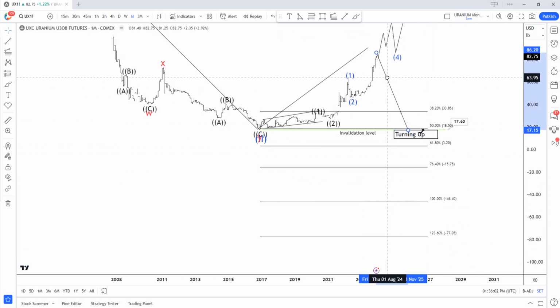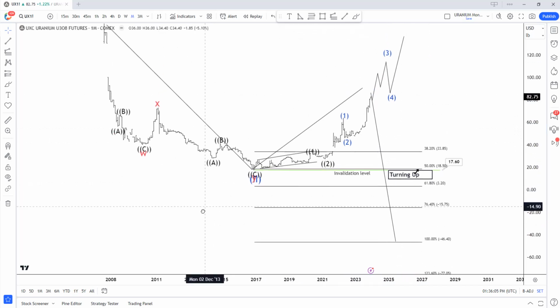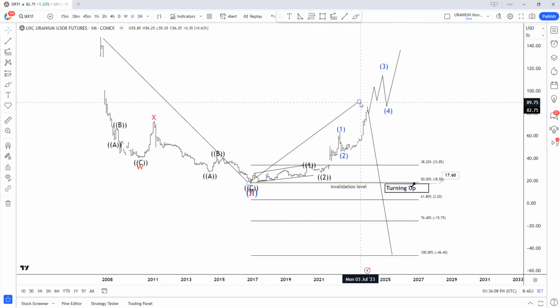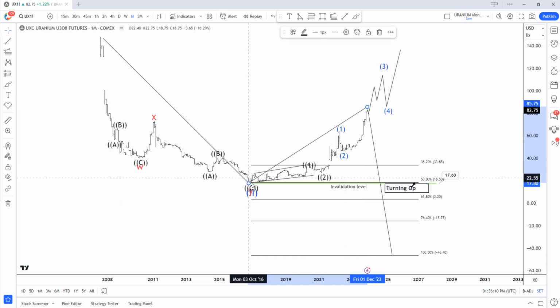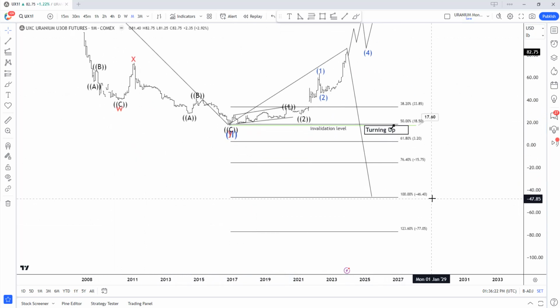You can see in the 100% extension here, this 100% extension basically is saying that if I drop again and break 2016, I go to the same length as the first leg. So this is your first leg, this is your second leg, and then this is your third leg. When the third leg is equal in length to the first leg, it will go to negative $46. That doesn't make any sense, because you cannot possibly have uranium going negative. It will always have some value, because this is commodities. You cannot just have a negative number. It will not go to 0 either, because there is always going to be some value.